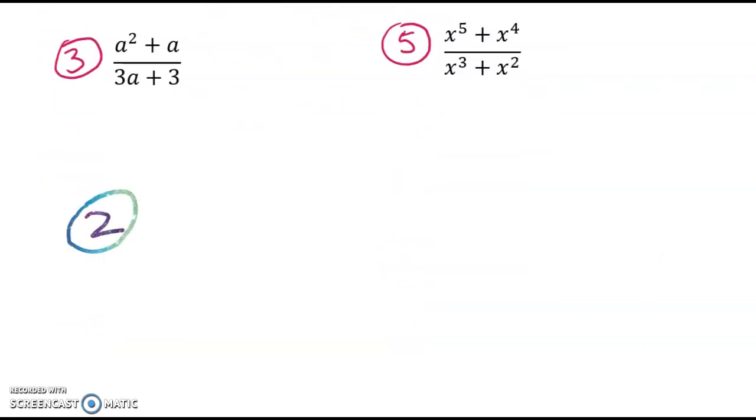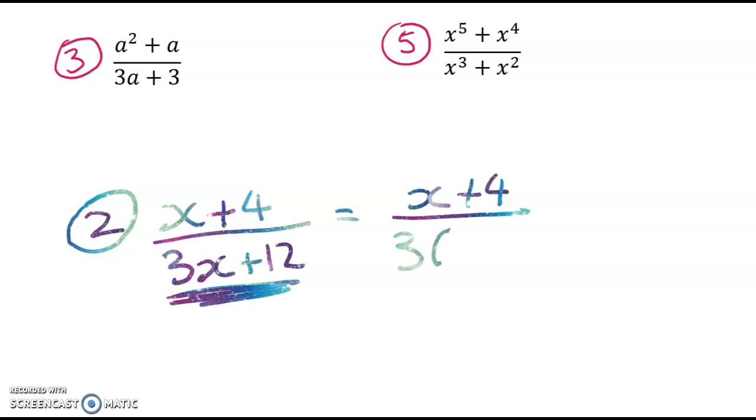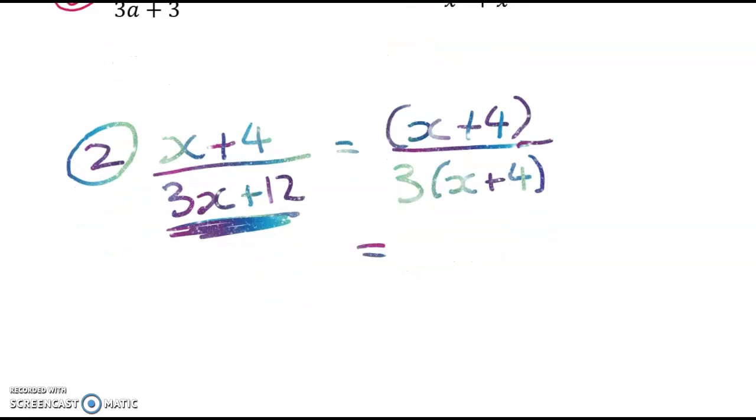So number 2 is one where the numerator hasn't got a common factor. There's nothing we can do to x plus 4. But the denominator has got a common factor of 3. So it's x plus 4 divided by 3 times x plus 4. Now we could put brackets in here if that helps us when we're getting started to see that we've got a common factor of x plus 4.